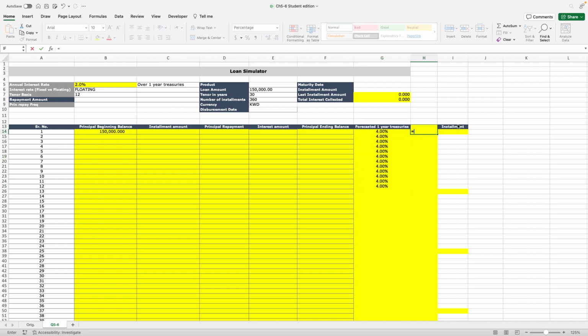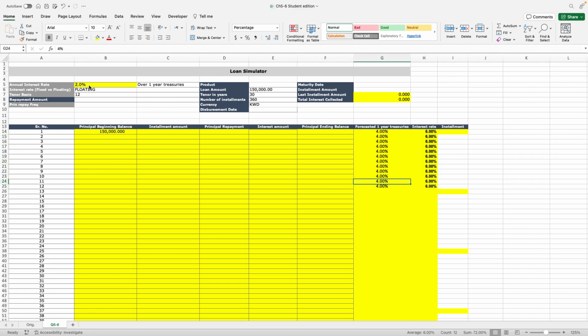and the interest rate is going to be the 4% plus the 2% spread or margin that we have. Fix that. And you take this for the remaining period, the remaining 12 months. Enter. All right. So we know that the period is 30 years or 360 months.